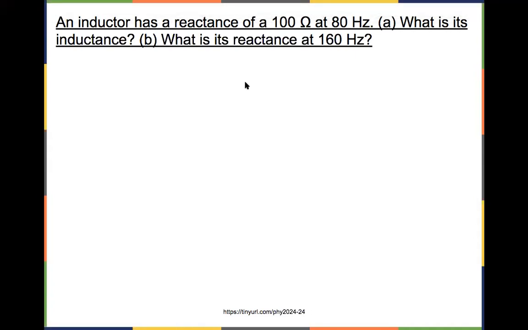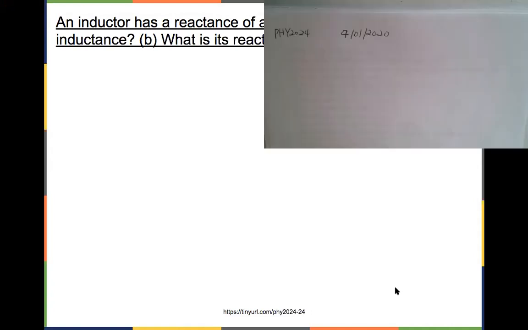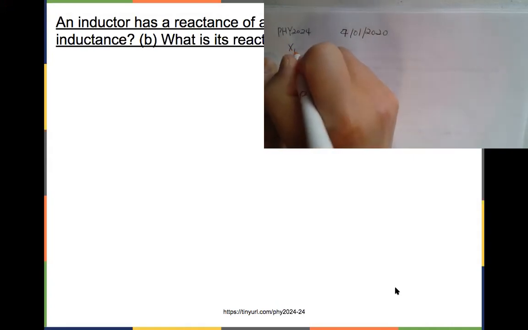All right, so let's take a look here. Okay, so this is an inductor in an AC circuit. So then it tells us the reactance. Let me put the other screen over here, so whoever watches this later can catch what we are seeing here on the paper. Okay, so for an inductor, we use XL.